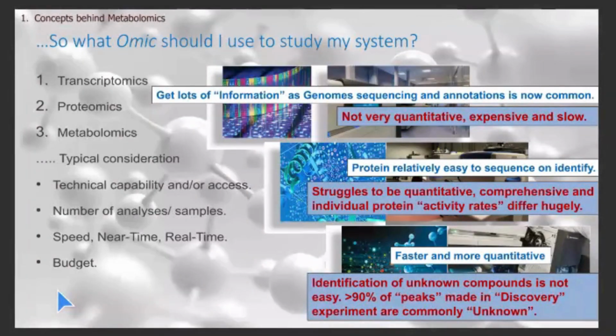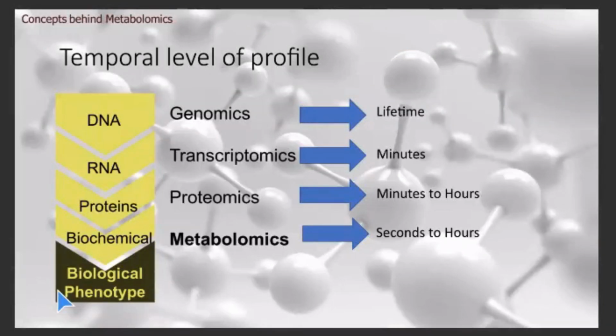Metabolomics is certainly faster to initially do than the other two omics, and it's more quantitative. But we have a big challenge with identifying compounds. In a typical first-pass experiment, you'd be lucky if you could identify 10% of the 4,000 or 5,000 peaks you might see. And that's a challenge which I'll come on to talk about later.